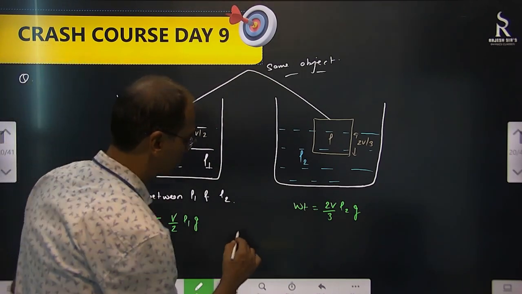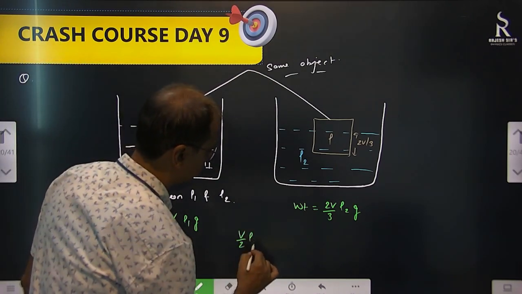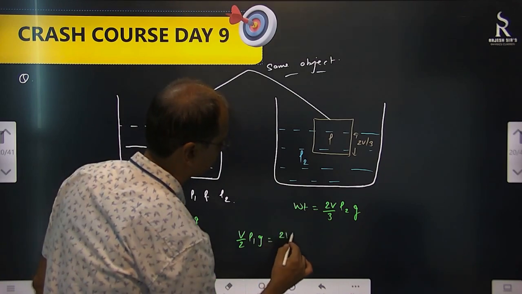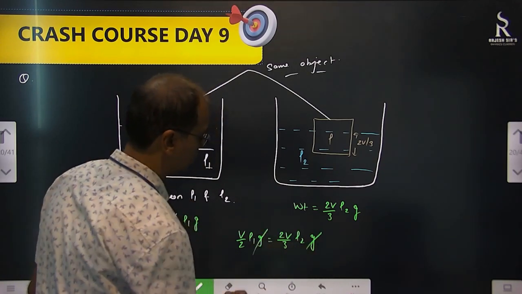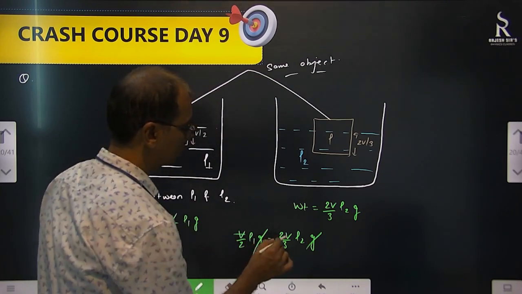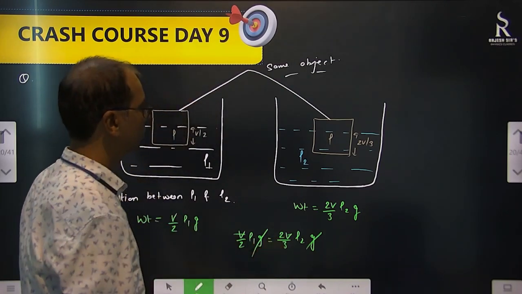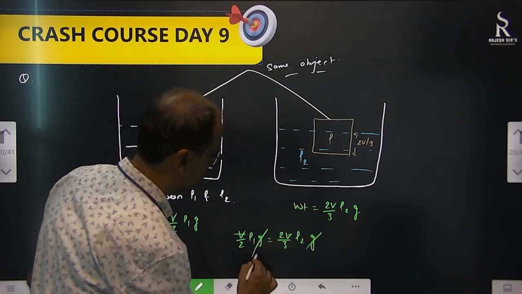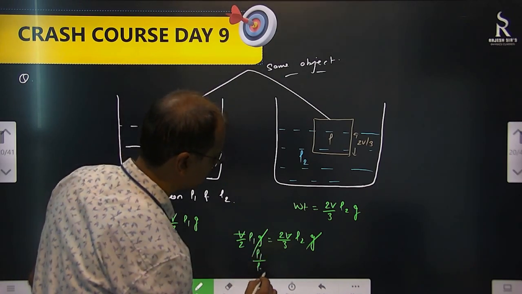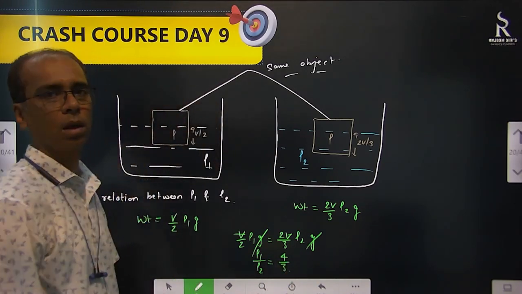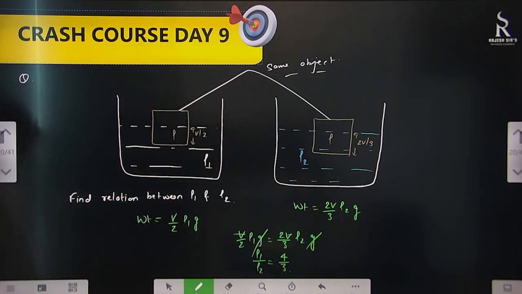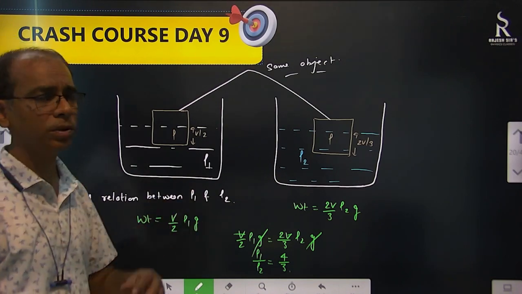So, V by 2 rho 1 g equals 2V by 3 rho 2 g. g is gone, V is gone, and we get rho 1 and rho 2. That's what we wanted. So, rho 1 by rho 2 is what? 4 by 3. That's all. The ratio of the densities of the two liquids is 4 by 3. Okay, so this is how we do Archimedes principle.